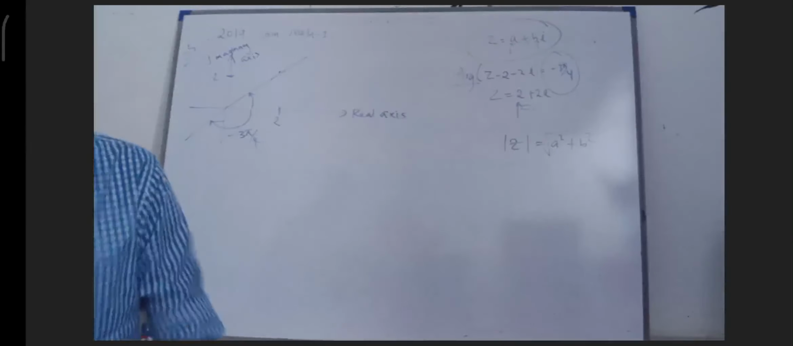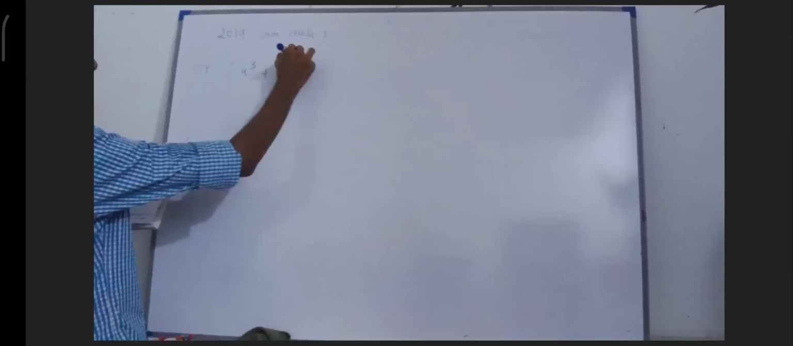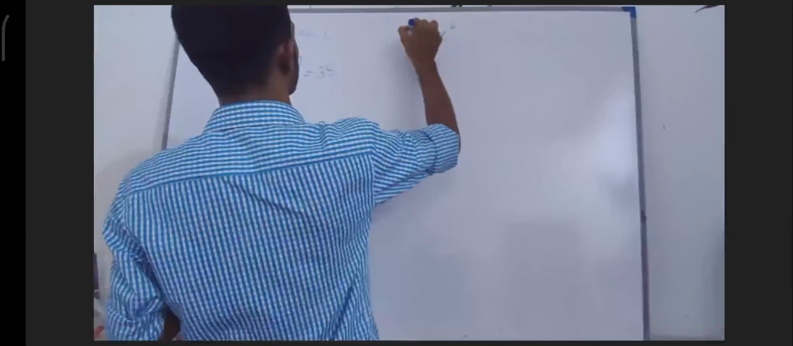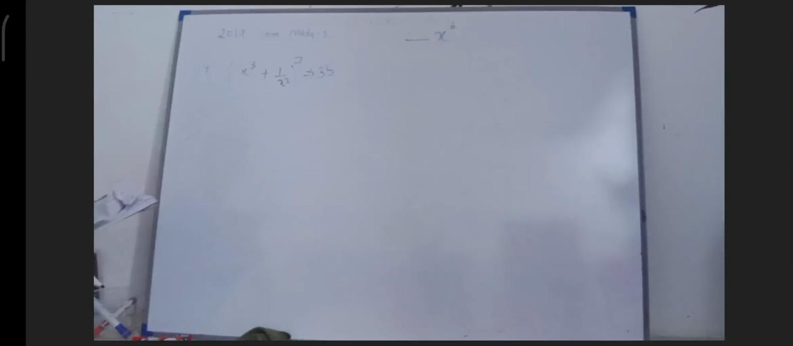Show that the coefficient. Fourth question. Show that the coefficient of x to the power 6 in the binomial expansion of x cubed plus 1 over x squared, all to the power 7, is equal to 35. So we have to show that the coefficient of x to the power 6 is this. Right. This is the binomial expression, and you know.